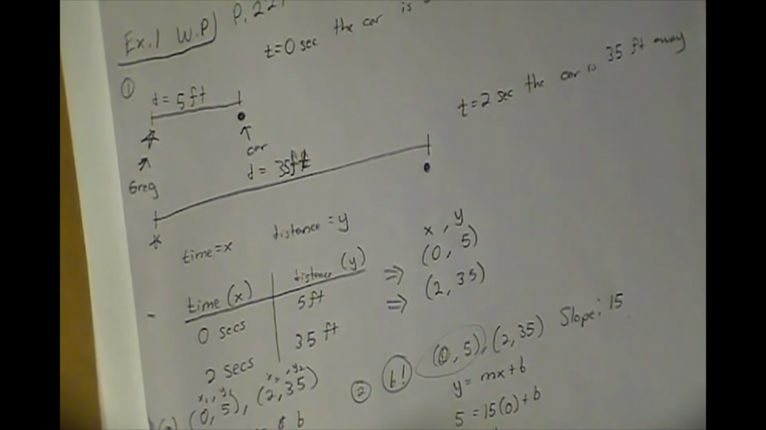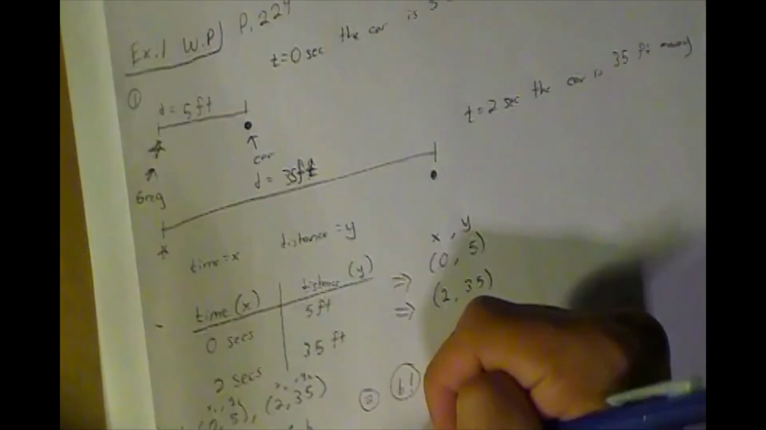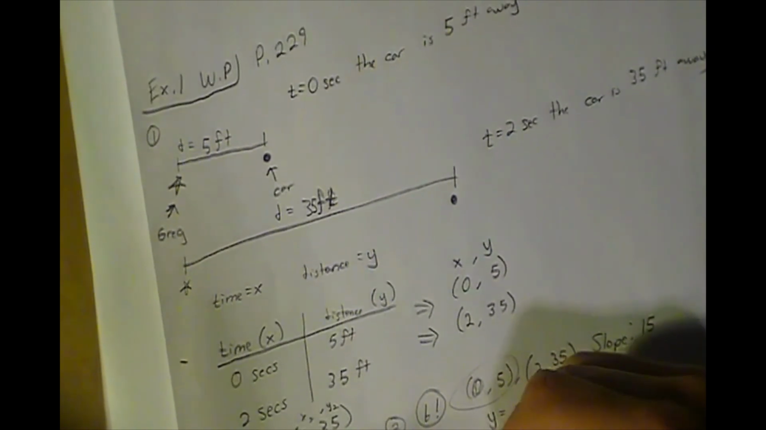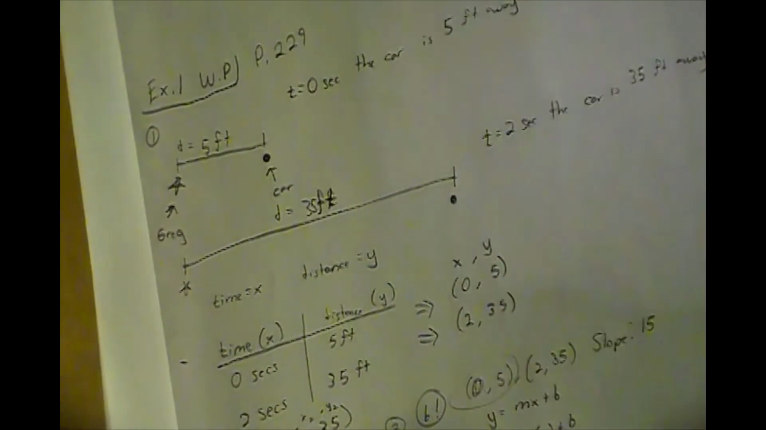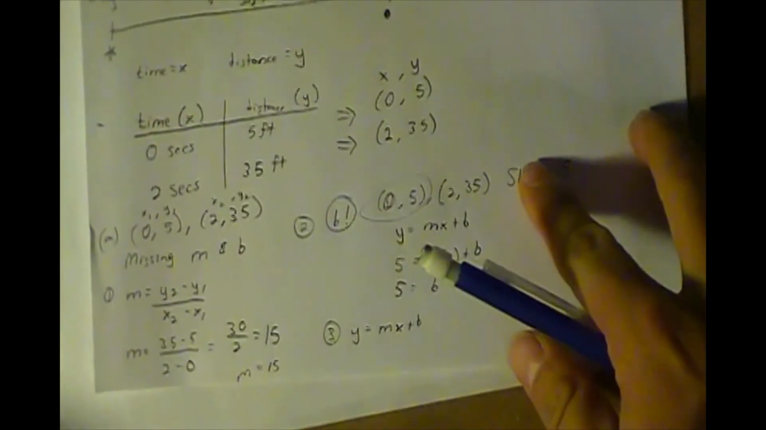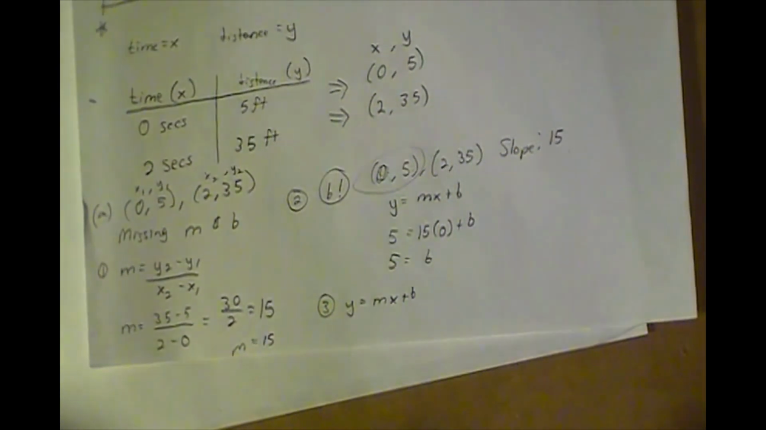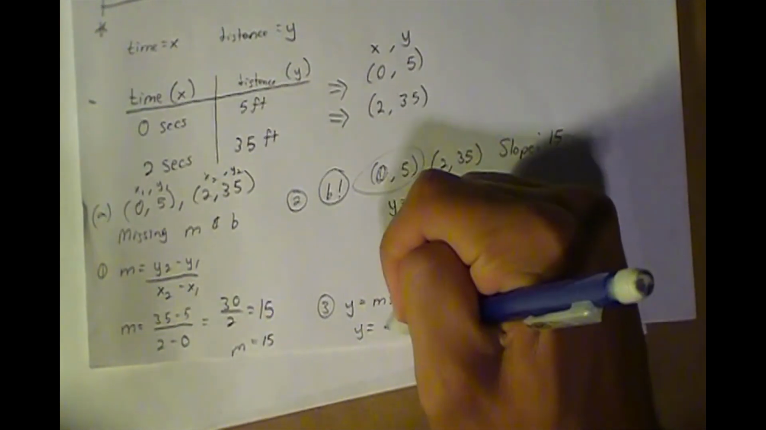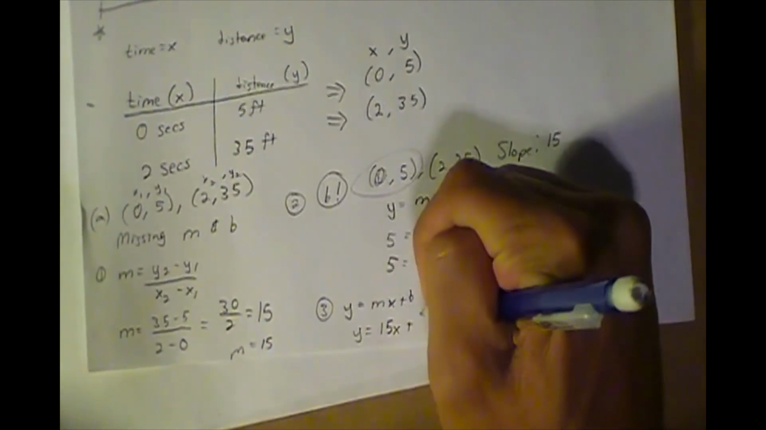Great. Now, step 3, it's just a matter of plugging everything in. y is equal to mx plus b. I don't know how much of that you've actually seen. Which turns into y is equal to 15x plus 5.